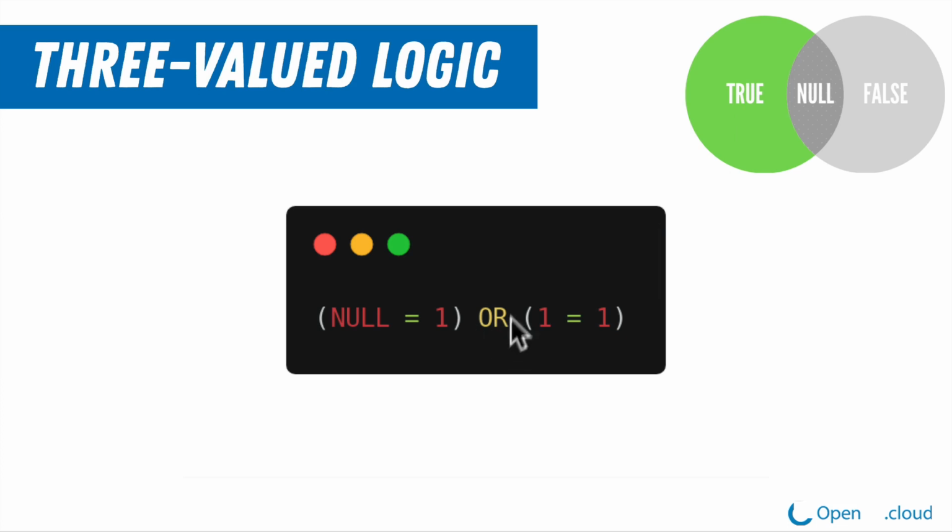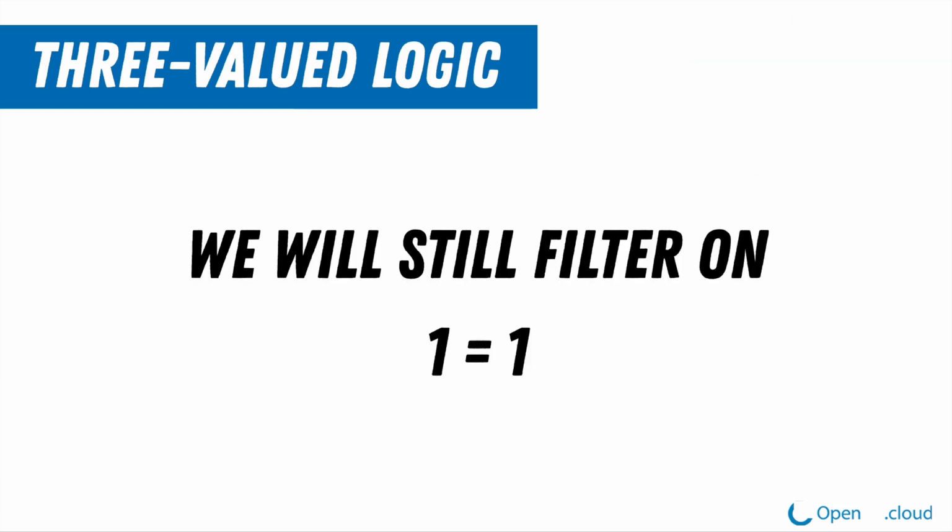But because we have the OR statement here, and because we're saying OR 1 equal to 1, the whole expression becomes true, because one of the sides of the expression, not the left side, but the right side, is true. OR says, if one of these is true, all of it must be true. Because OR does that, all of it is true. Okay, so that makes sense. We will still filter on 1 is equal to 1 because of the fact that the OR works that way.